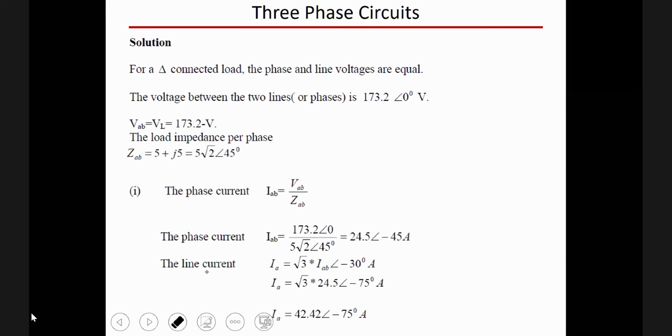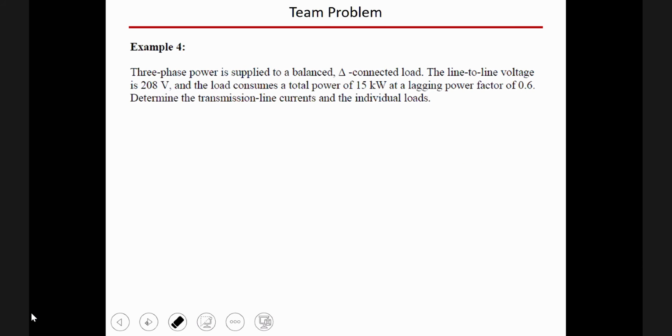Okay. So again, you have the solutions in the slides for this example. Also, I'm not going to go through this. It's similar to the example of the load. But here, this is a balanced delta connected load. You have the line to line voltage. You have the real power. You have the power factor 0.6 lagging. Find the individual loads, impedance, and also the transmission line current.